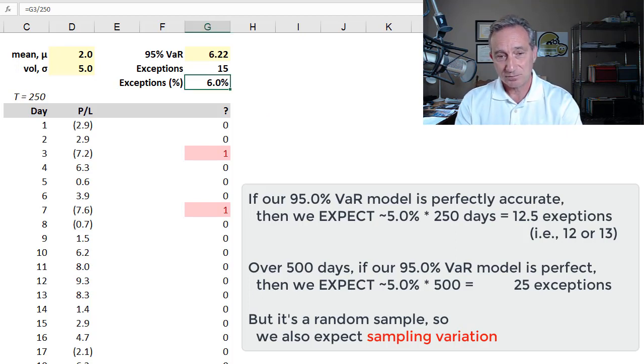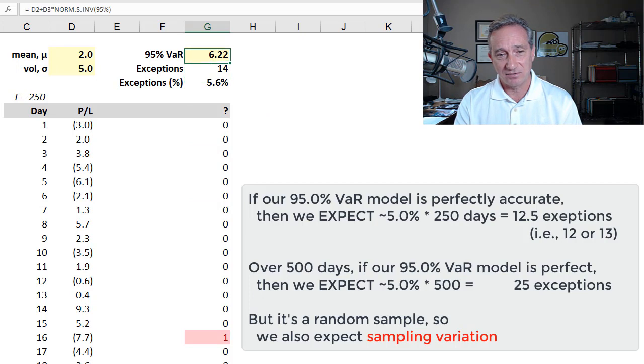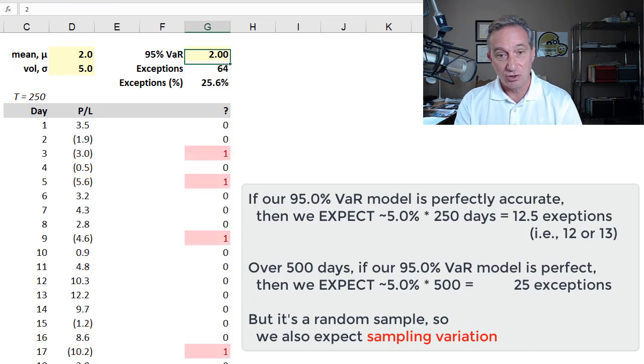And so this is the essence of the backtest. And for example, knowing that this would be the ideal 95% VaR under these assumptions, we can see that if we set the VaR to 2, that is too low.